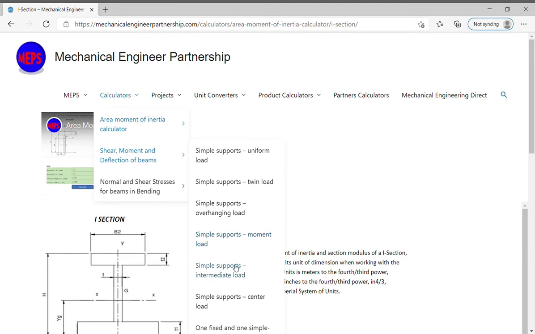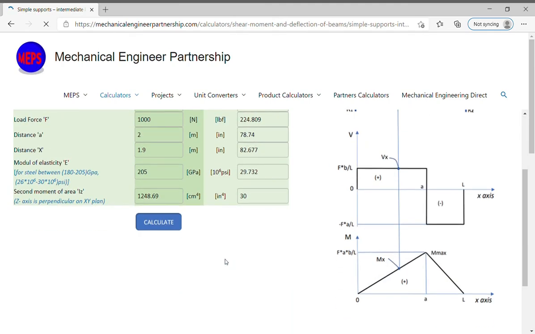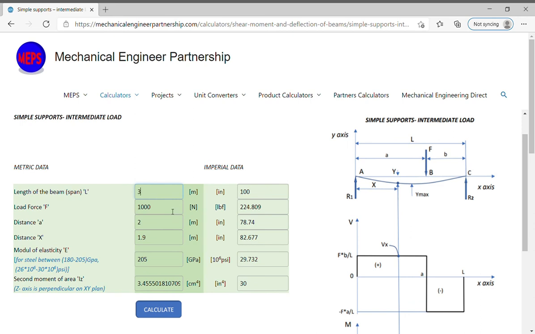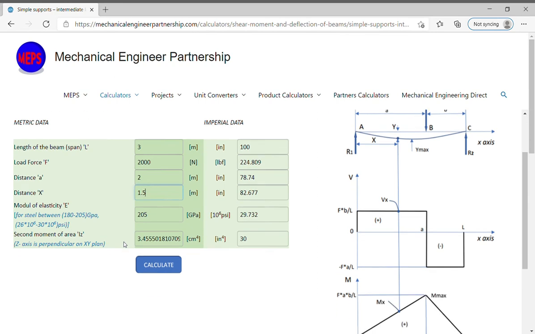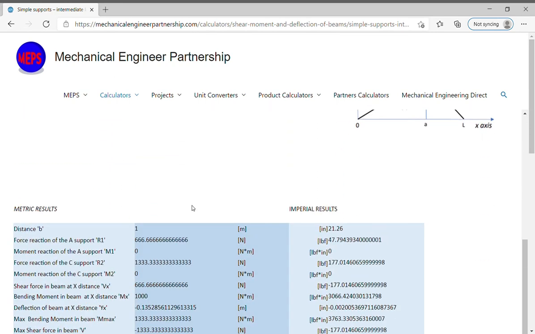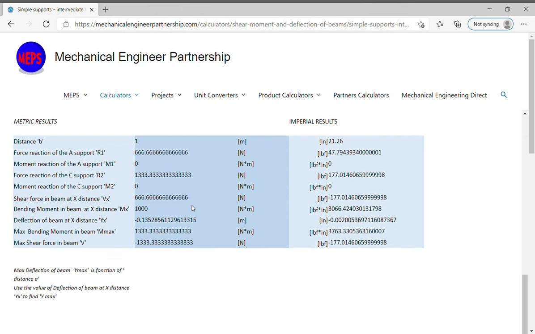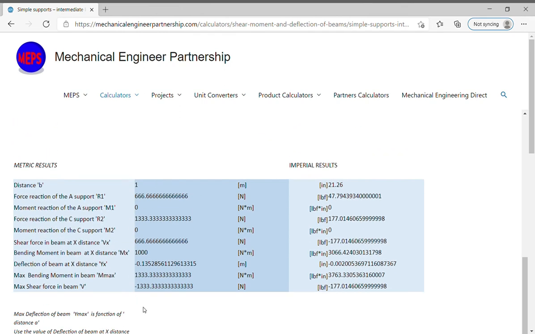in the second moment of area cell. Replace the length L, 3 meters, 2000 newtons for F force, and 2 meters for a distance, and then 1.5 meters for x distance, modulus of elasticity 205 gigapascal, and then calculate. The results are in the blue table, as I related in the preceding paragraph.